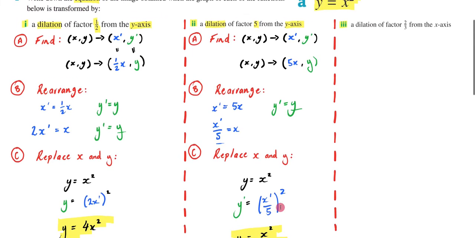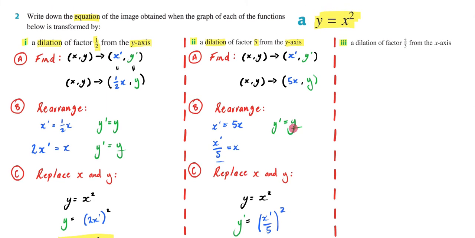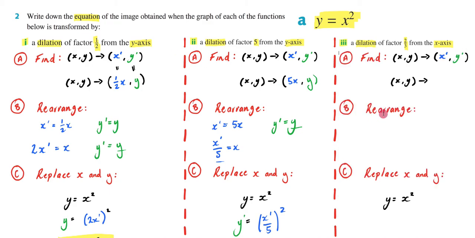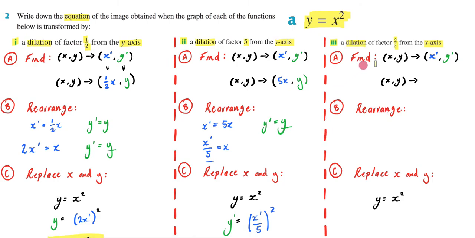Perfect. Let us now do our final one, which is a dilation of a factor of 2/3 from the x-axis. So again, what I've done is broken this down into 3 steps. The first step will be finding my new image. Now, if I am dilating from the x-axis, that's going to affect my y. So my x in this case will be just x, and my y will be, well, I'm going to times it by my dilation factor, so it'll be 2/3 y.